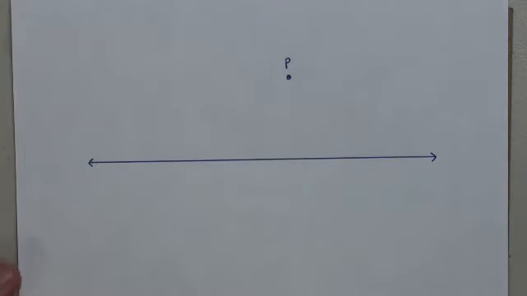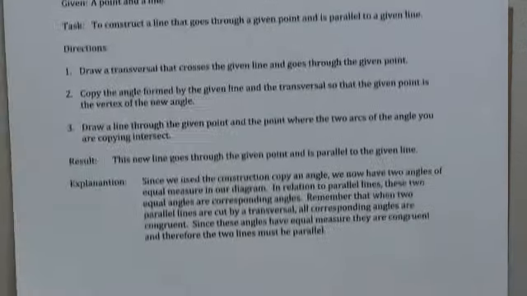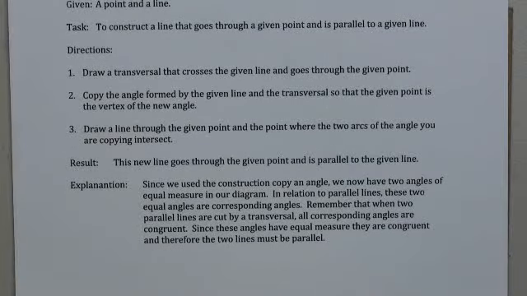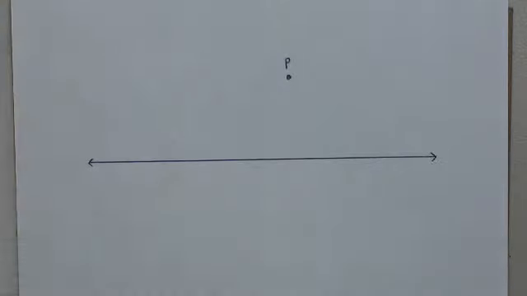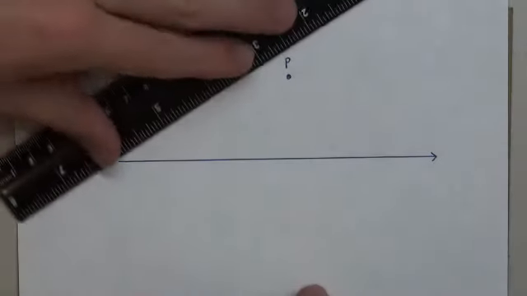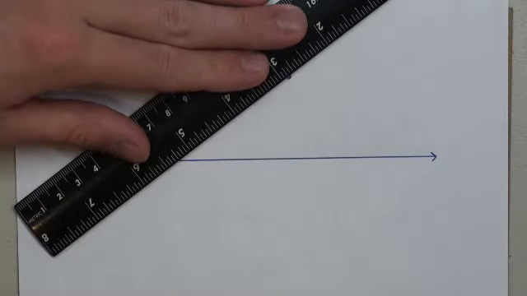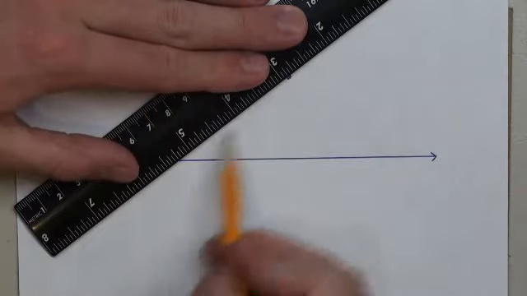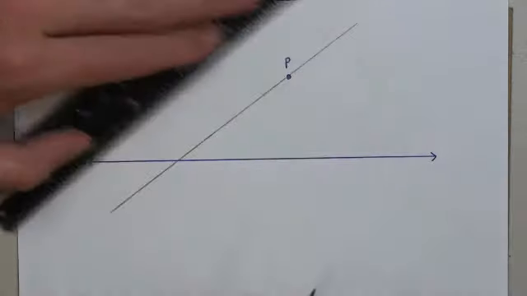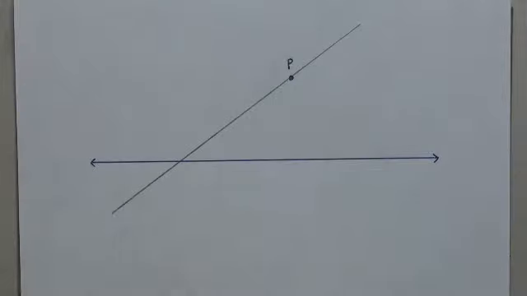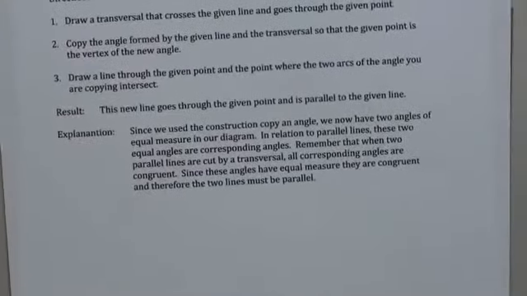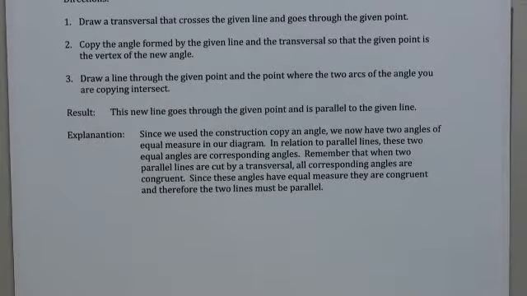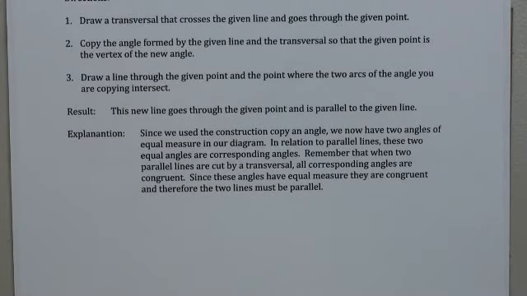Let's look at step 1. Draw a transversal that crosses the given line and goes through the given point. A transversal, remember, is a slanted line that crosses the line and goes through the point. So just like that. You just make it slanted from bottom left to top right. Step 2. Copy the angle formed by the given line and the transversal so that the given point is the vertex of the new angle.